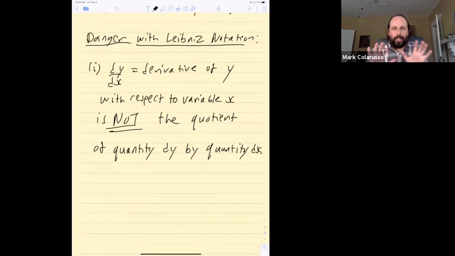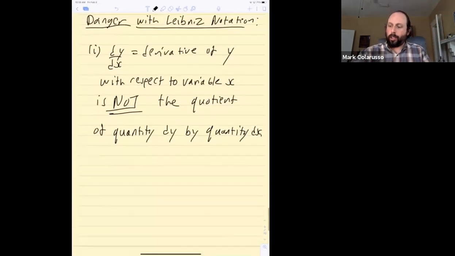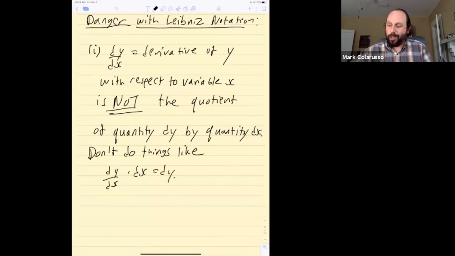So you have to remember that this is a standard notation to conceptualize a slope, but it's not really dy divided by dx. So don't do things like, for now, dy dx times dx equals dy. Okay, no.